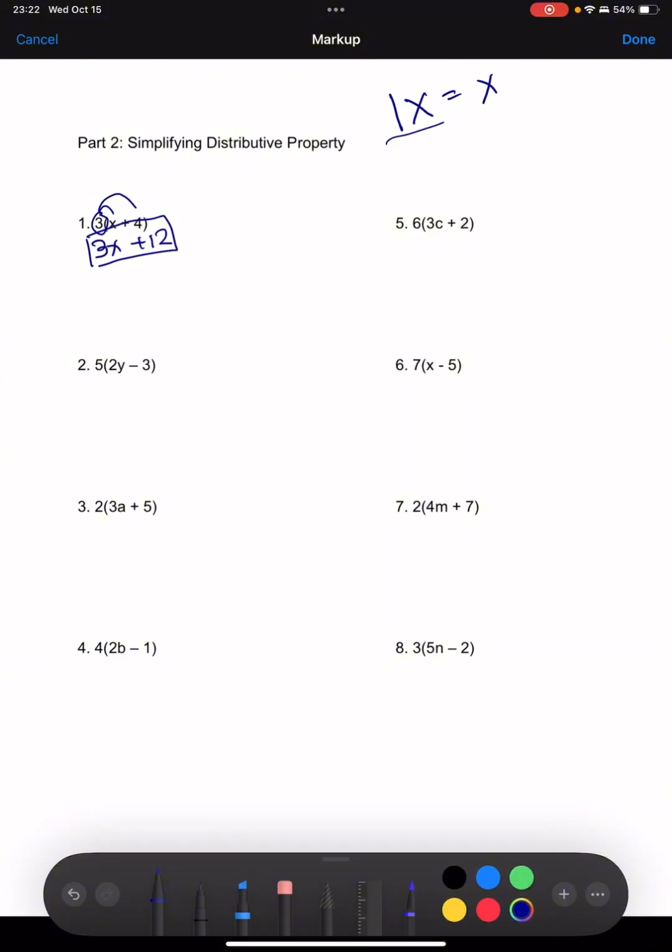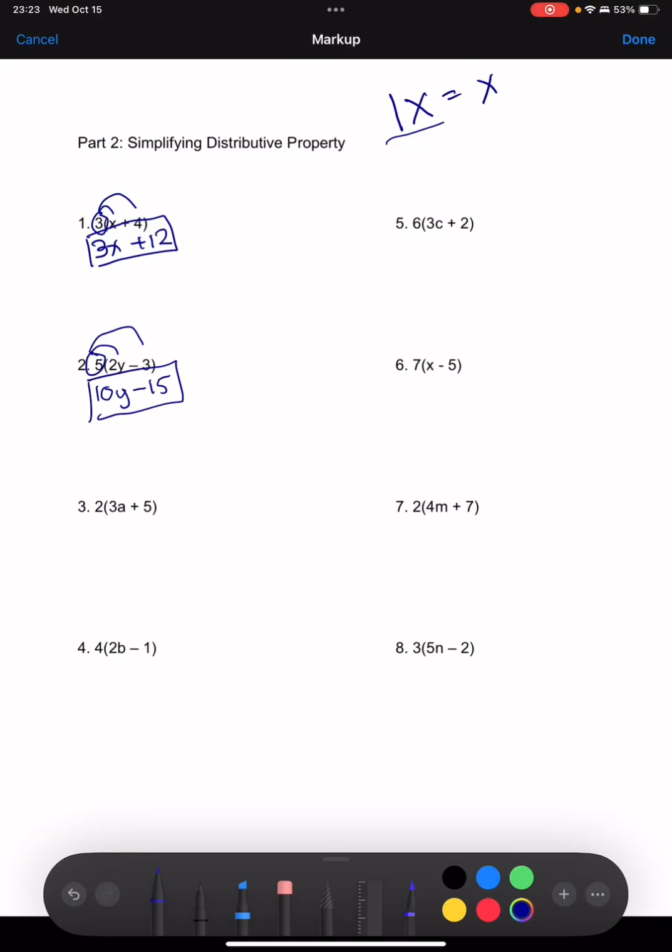Number 2, 5 parentheses 2y minus 3 parentheses. We're going to distribute the 5 to 2y and negative 3. We're going to multiply the 5 and the 2, which is 10, and then just drop down the y, and then do 5 times minus 3, which is negative 15. And once again, that's the answer because 10y and minus 15 are not like terms.